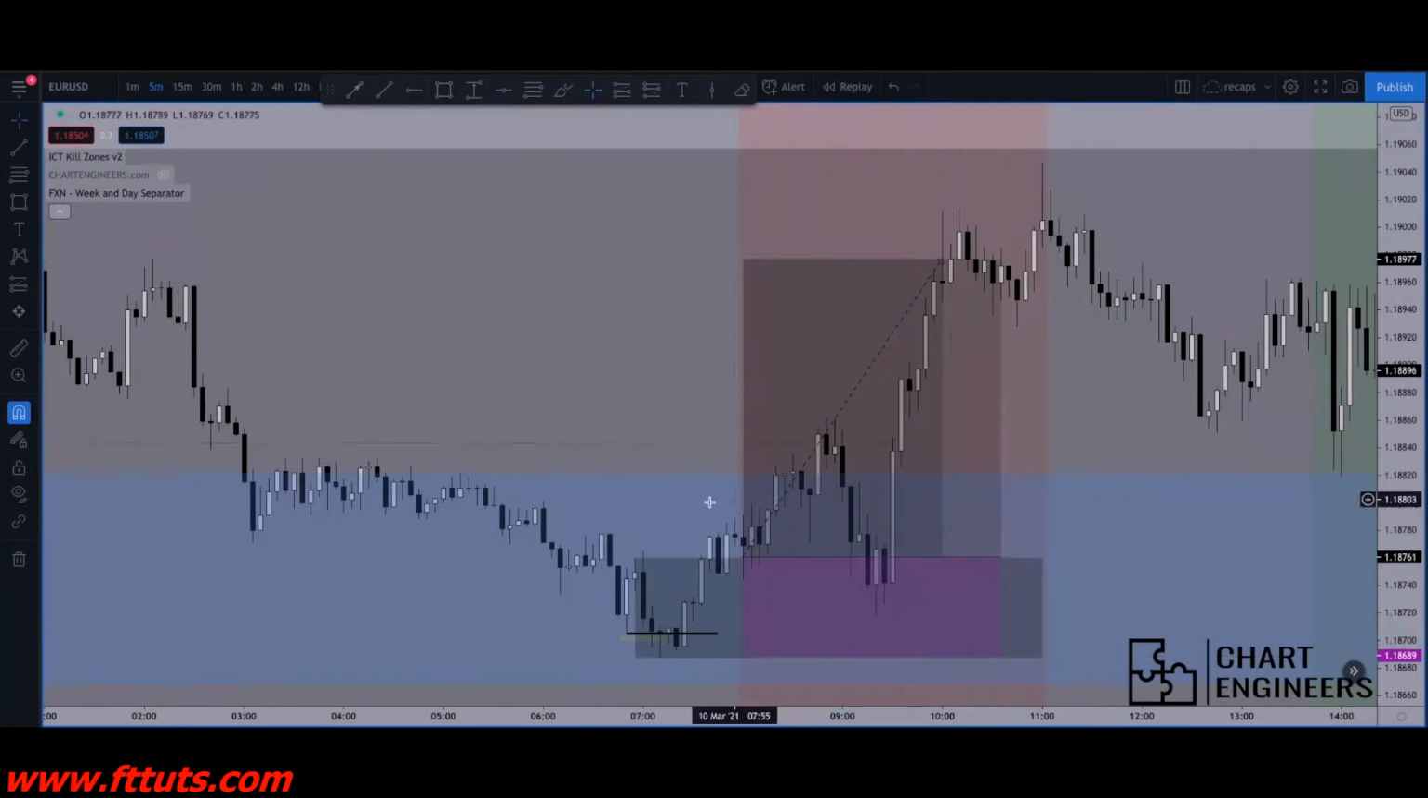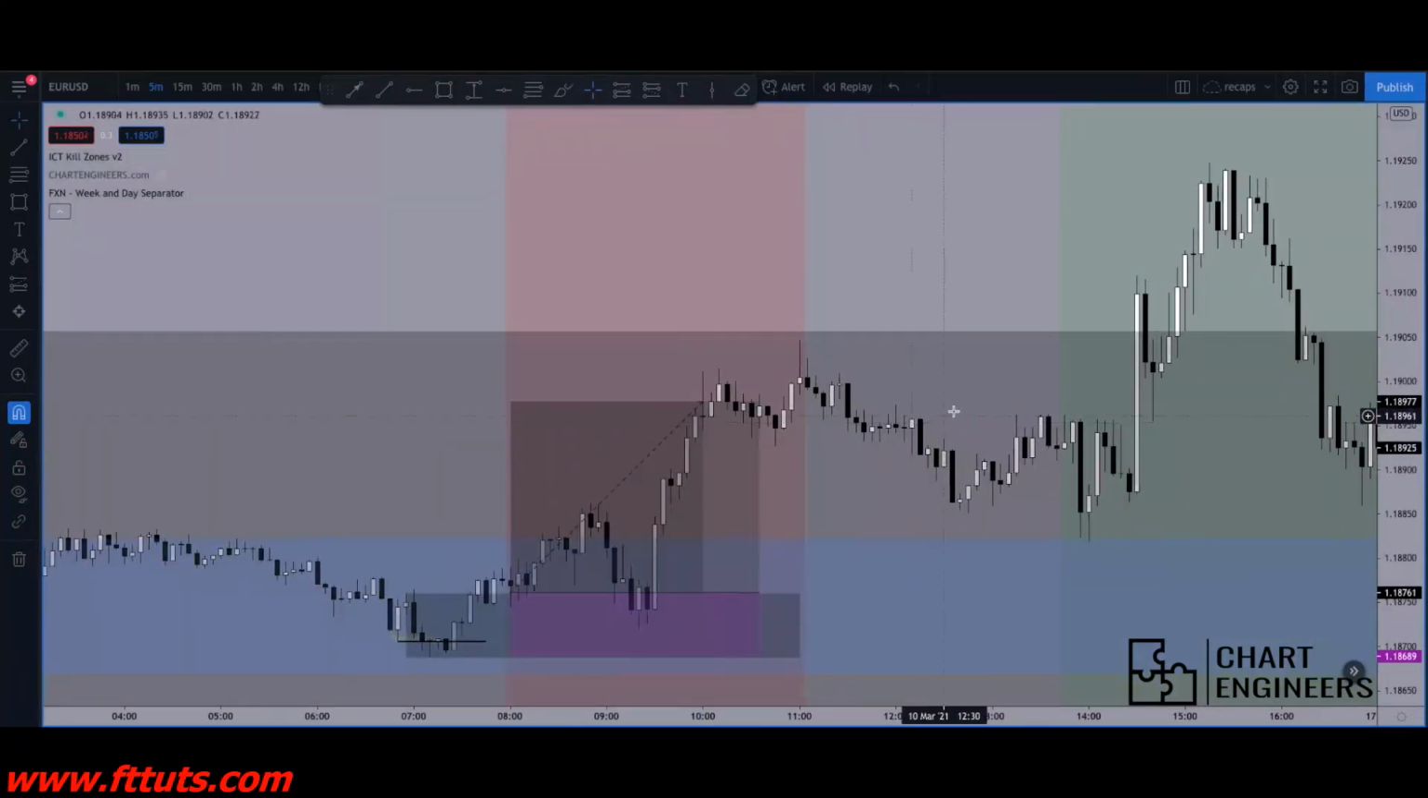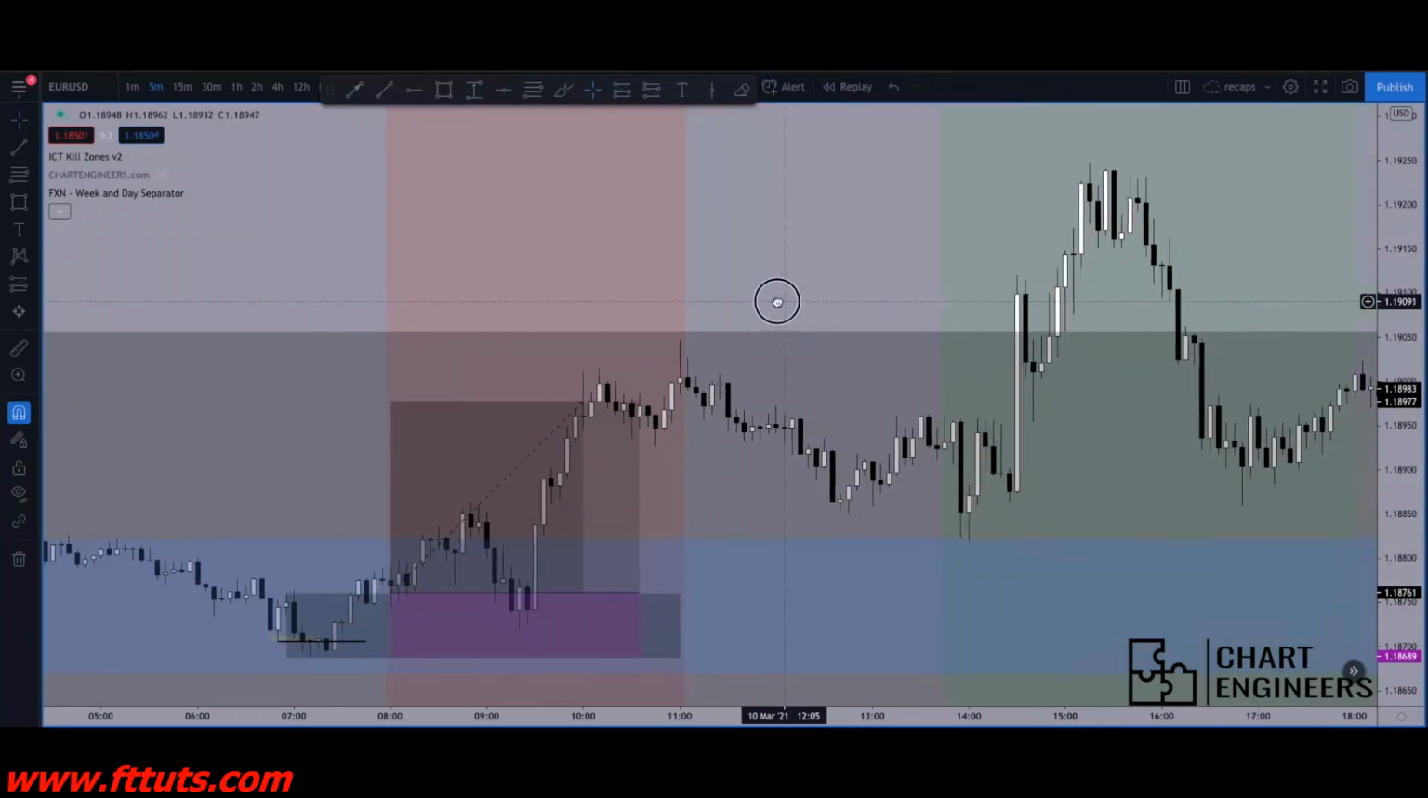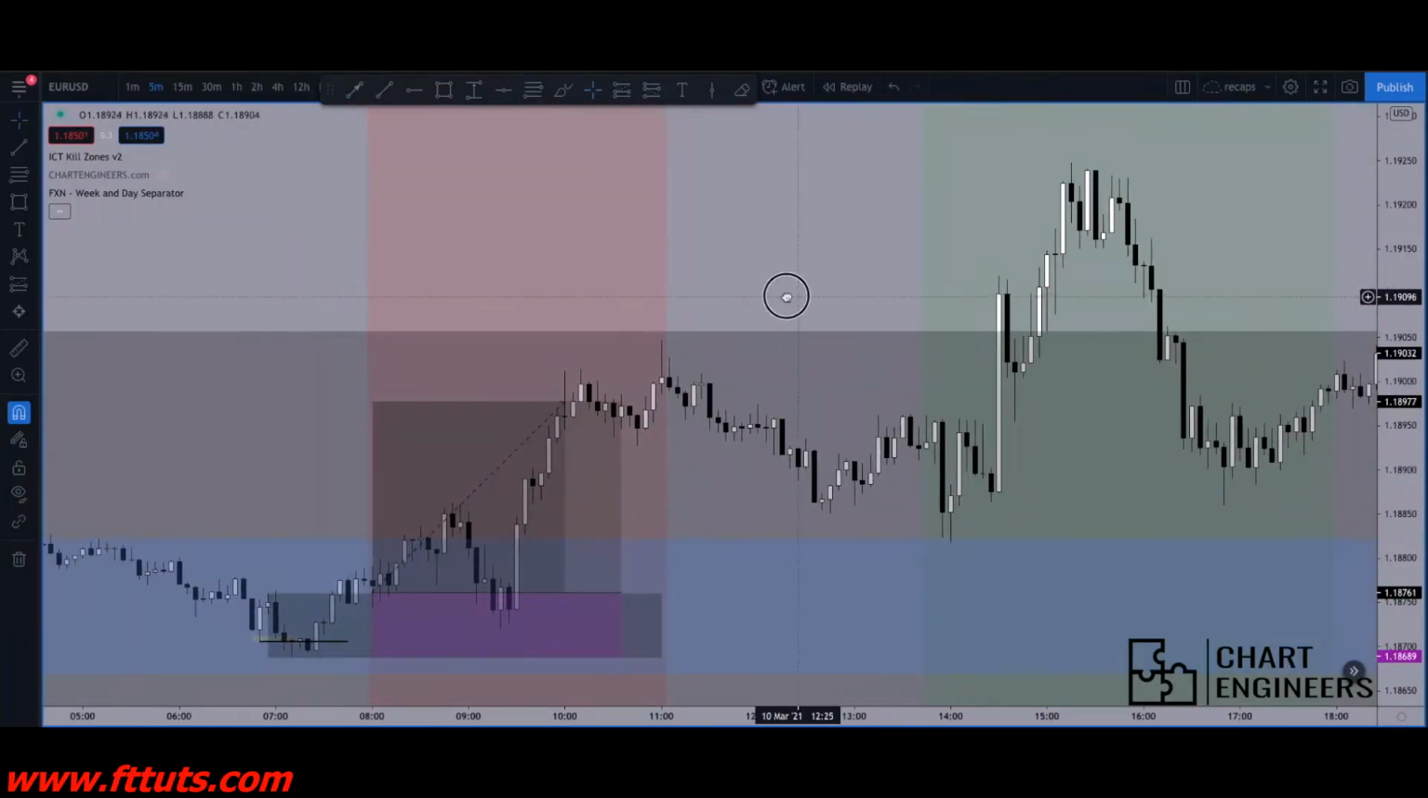So let me remove this. So here you can see London open starts, price pushes away, coming back into the level and pushes, and that's my TP. So on Wednesday we had our first win here. So let's go to New York if we find any other opportunities.